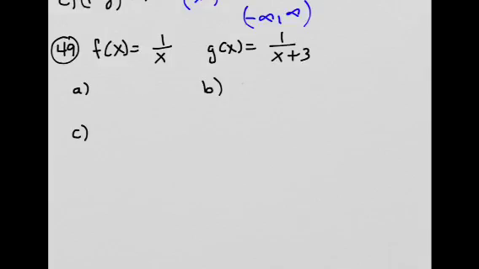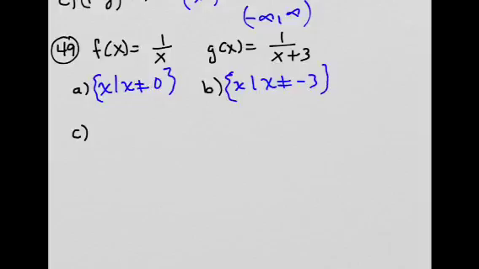So for 49, the domain of f of x would be any number except for 0, because you don't want the denominator to be 0. So it'd be all x such that x cannot be 0. For g of x, again, you don't want the denominator to be 0. -3 would make it 0, so then you say all x such that x cannot be -3.